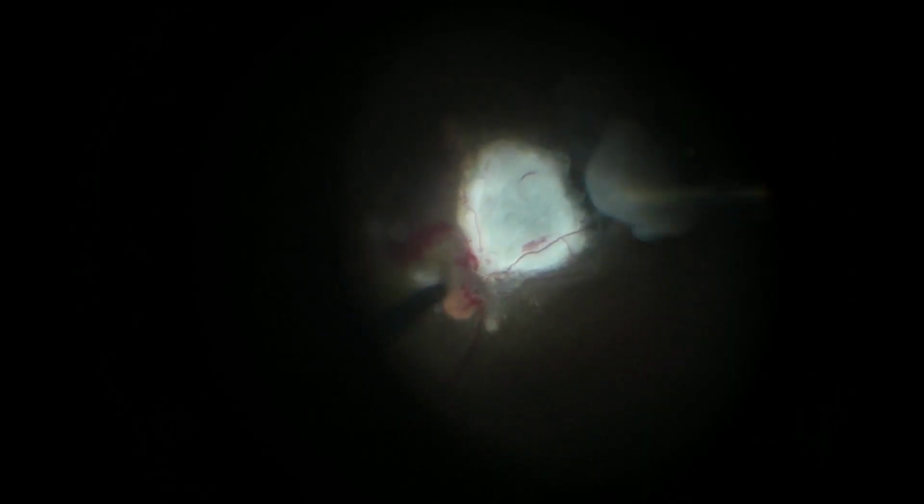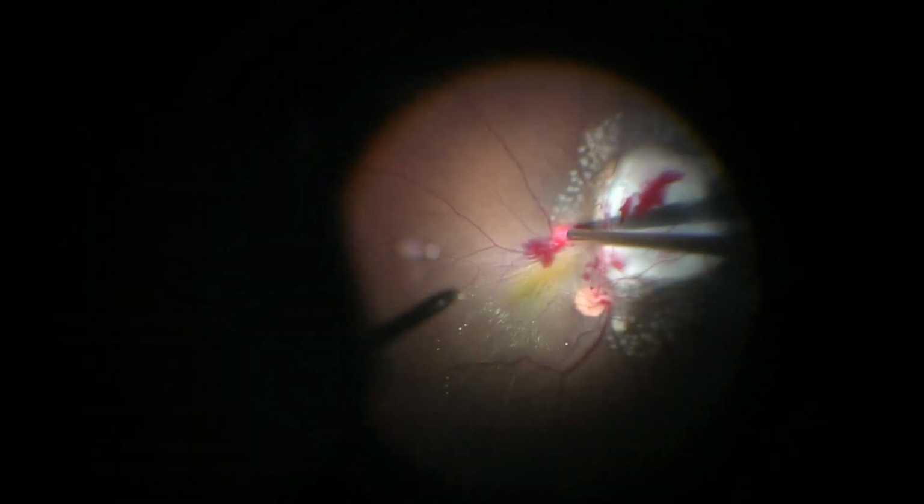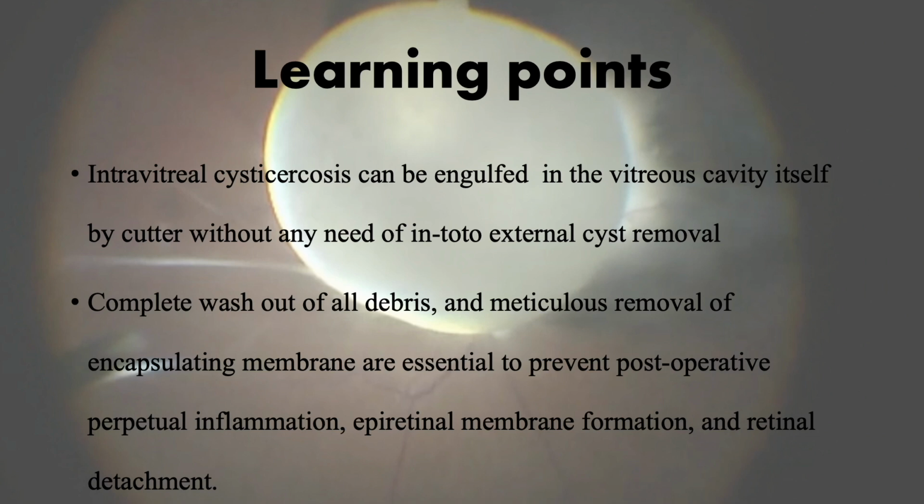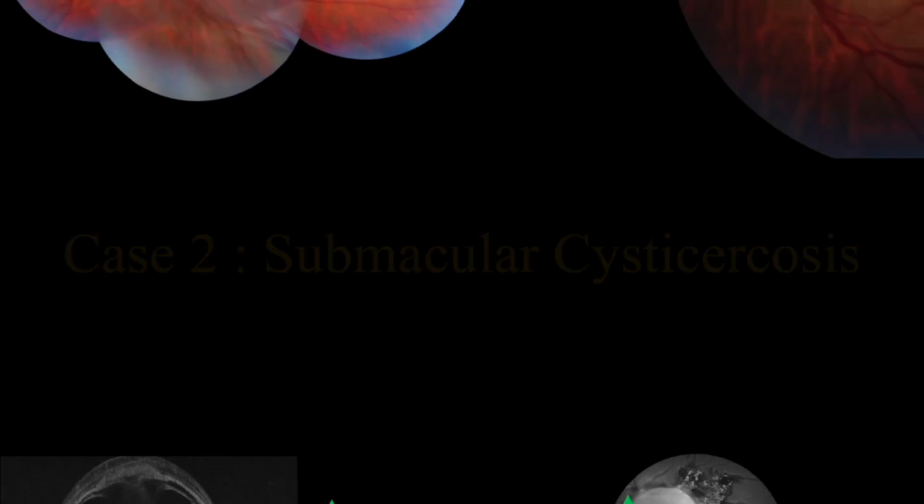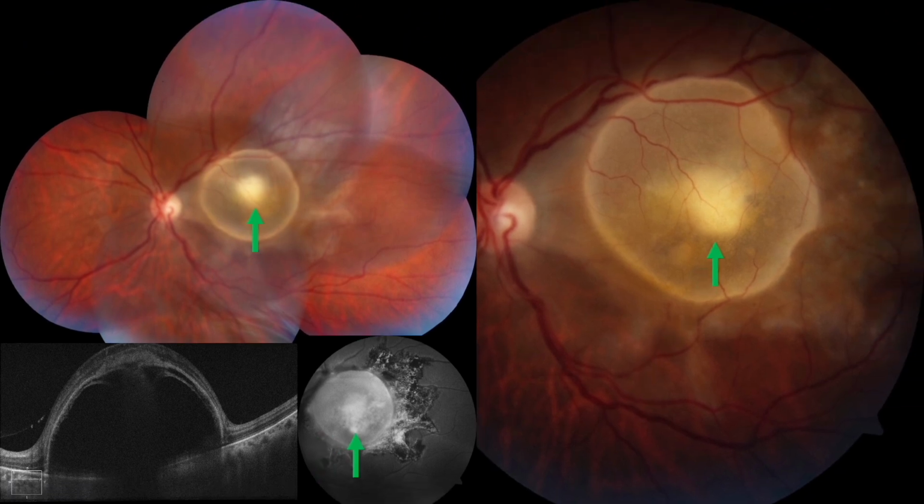Triamcinolone was injected to ensure complete hyaloid removal. A thick fibrous membrane was noted at the site of the cyst, which was gently removed with the help of the cutter and ILM forceps. This is important to prevent postoperative peri-visual inflammation, ERM formation, and retinal detachment. Peripheral vitrectomy was completed 360 degrees and endolaser was performed around the cyst site. Hence, intravitreal cysticercosis can be engulfed in the vitreous cavity by the cutter without in toto external cyst removal. Complete removal of all debris and membrane is essential.